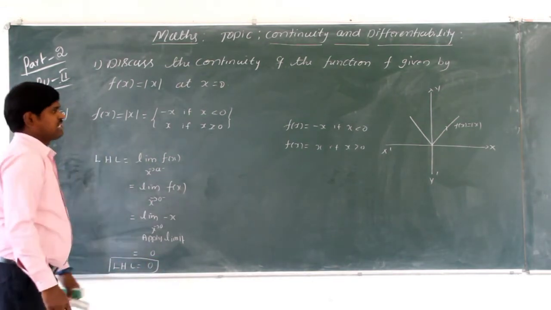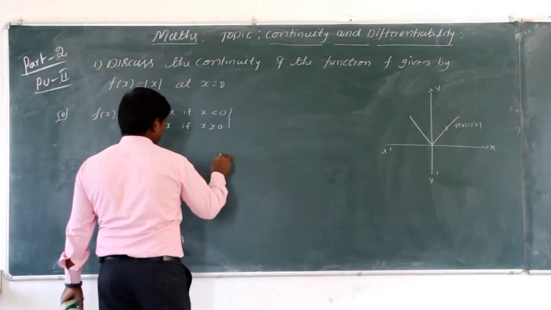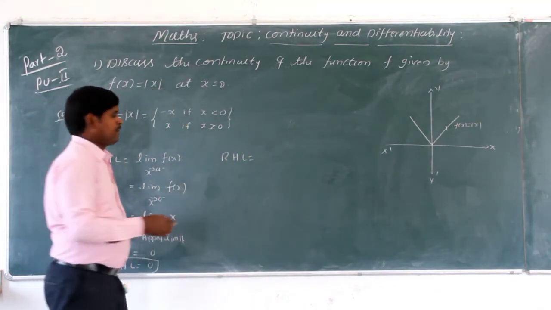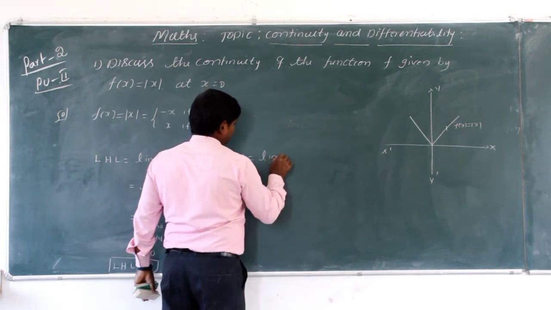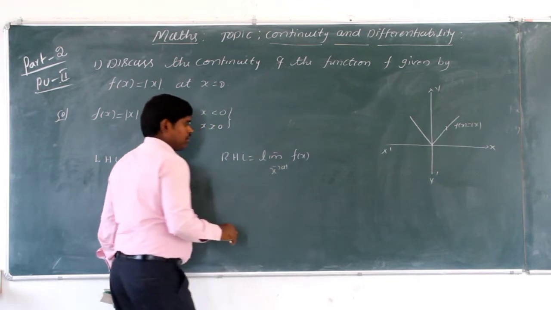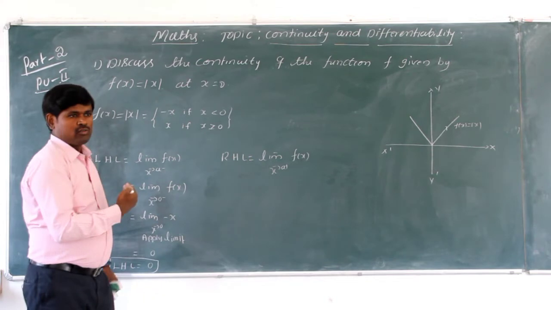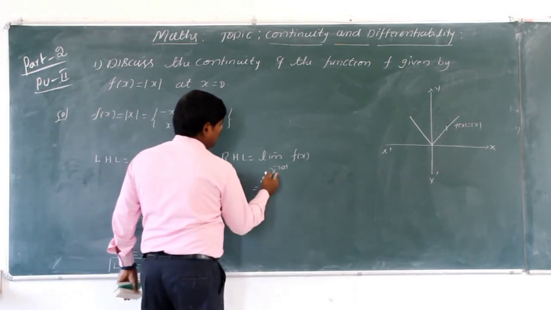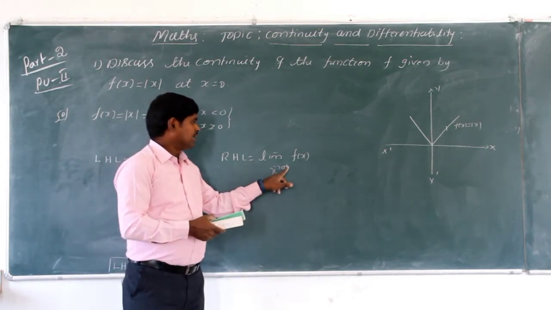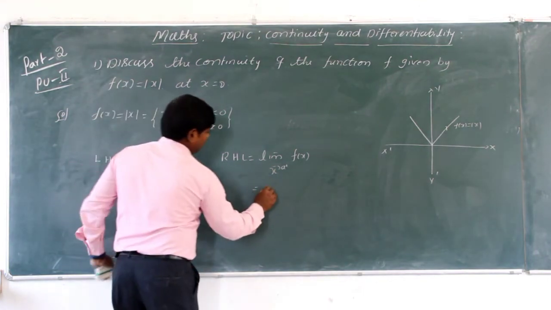Okay. So next we check the right hand limit. By the definition of right hand limit, it is the limit of f of x as x tends to a plus. It approaches a from the positive x-axis side. The value of x is a plus means the value of x is greater than a. Here I am taking a as 0.